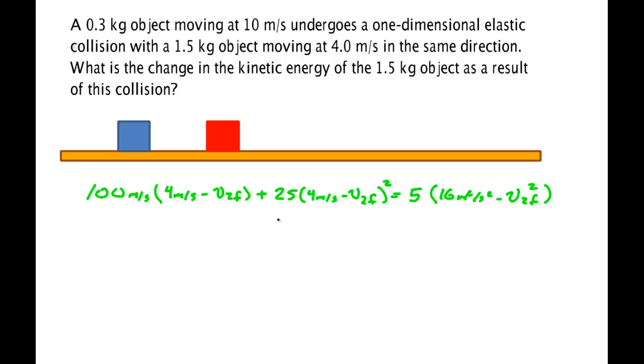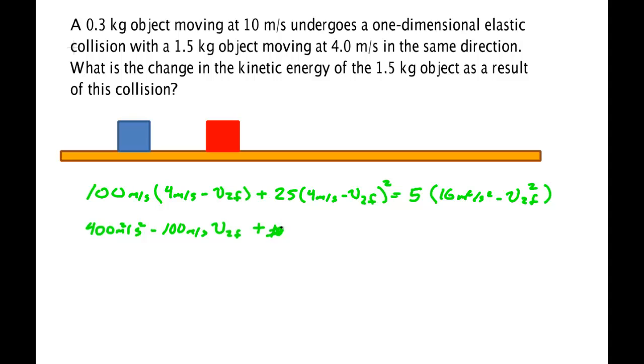So in this video we continue this elastic collision example that we started in the previous one. We got down to this equation here, which has the unknown V2F that we have to solve for. We have 4 times 100, which is 400 meters per second, minus 100 meters per second V2F. I should say that's meter squared second squared. Then we have plus 25 times 4, that's 100.